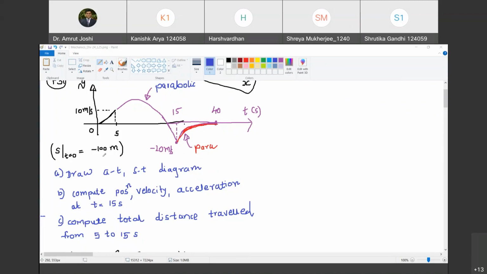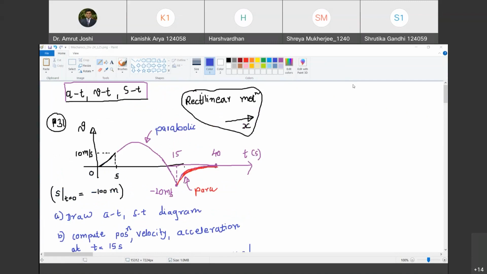So the particle did not start from the origin. It started from minus 100 meter. That means it started from 100 meter on the negative side of x-axis from origin. Are you with me? Yes, sir.